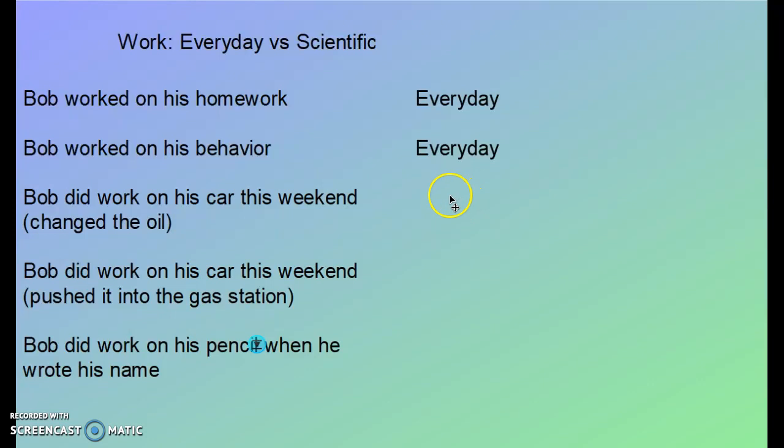Bob did work on his car this week and changed the oil. Well, we're talking about doing a job here, not applying a force over a given distance. Bob did work on his car this week and he pushed it into the gas station. Well, there we're talking about applying a force for a distance. That's the scientific use of the word. And then Bob did work on his pencil when he wrote his name. Again, we're talking about applying a force for a distance while writing a name.